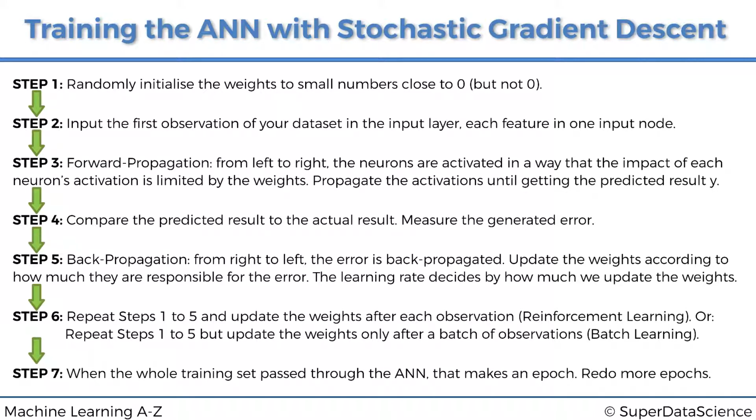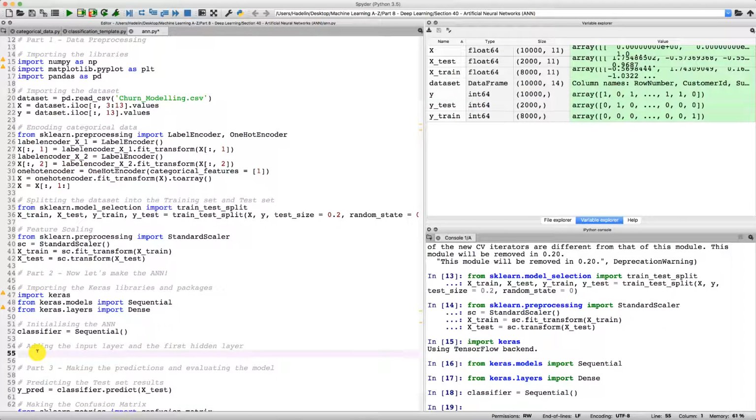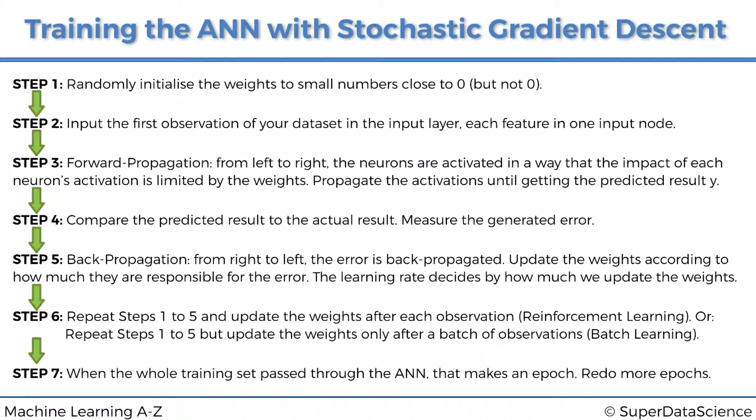The first step is to randomly initialize the weights of each of the nodes to small numbers close to 0. That will be done thanks to the dense function, which we take from the dense module that we imported previously. So basically, this dense function is going to take care of this first step.